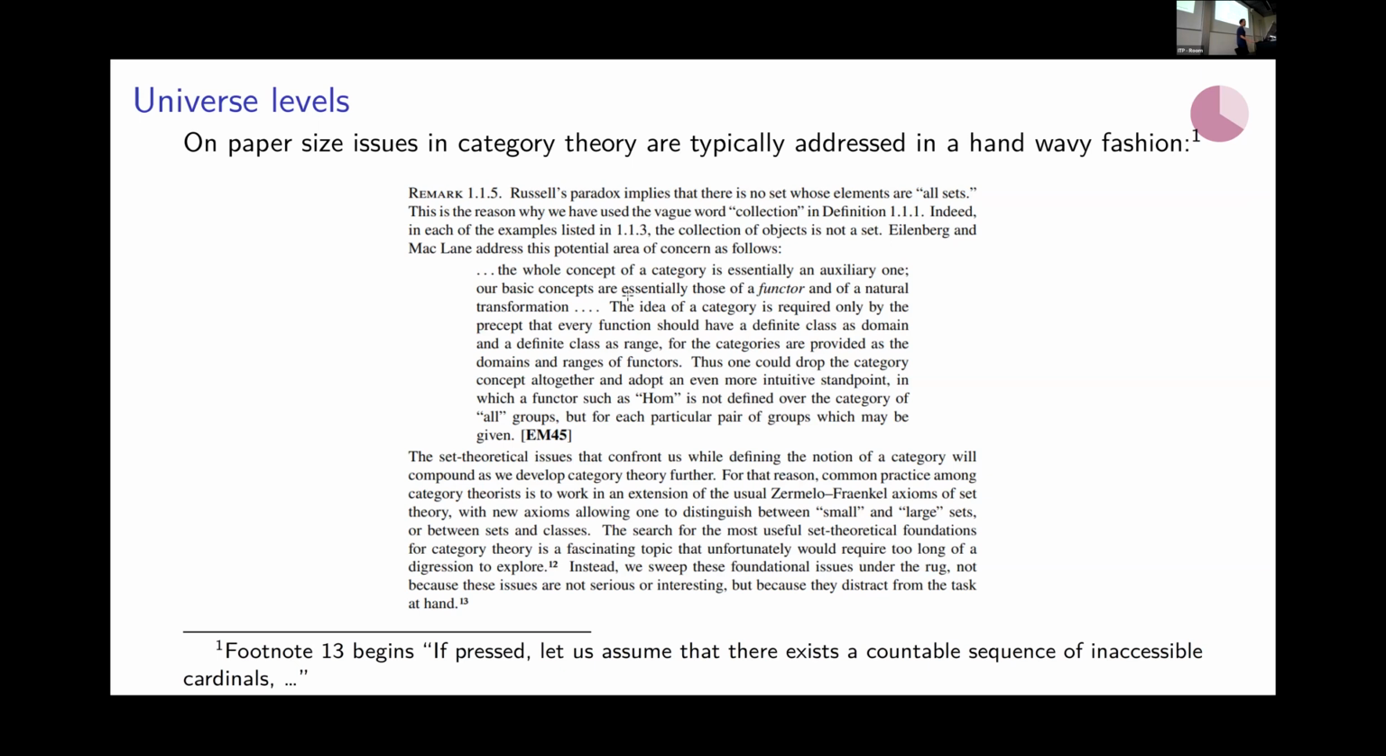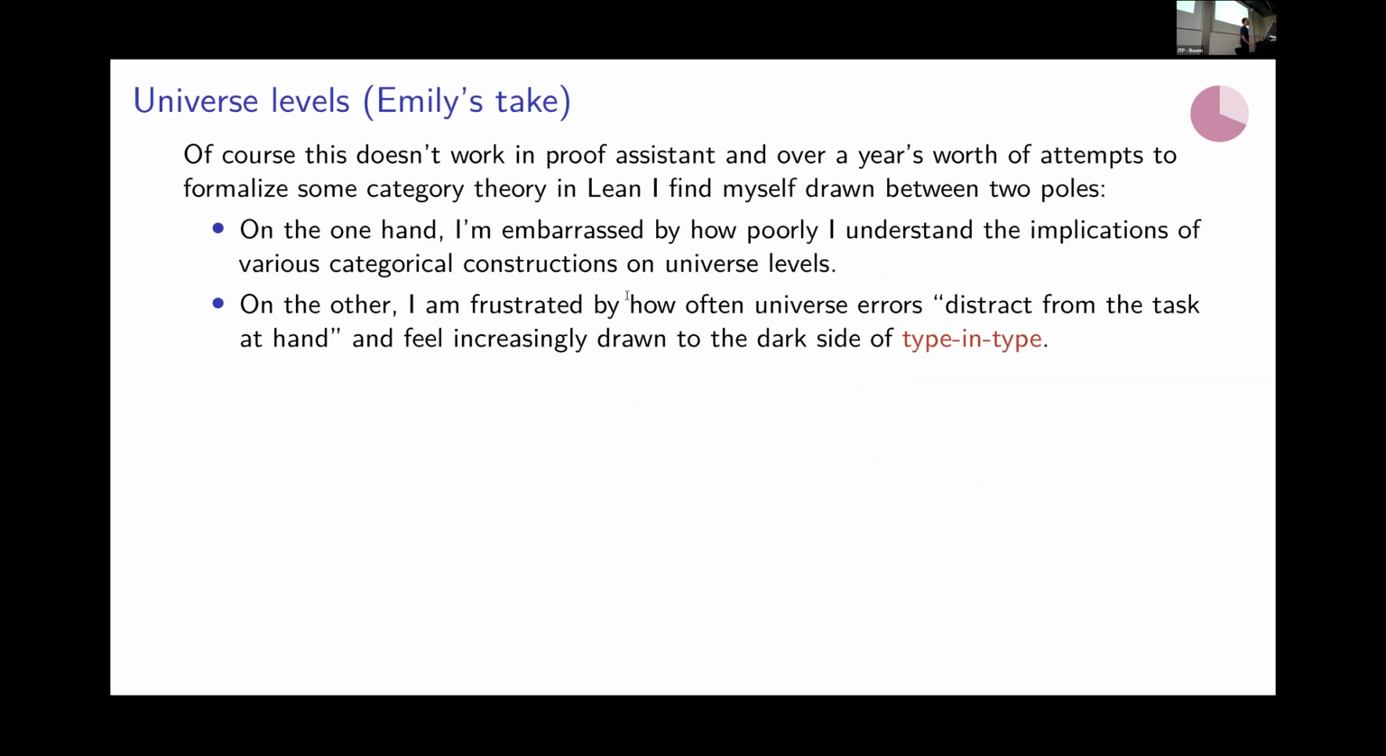I'm not going to read this, but this is basically saying that we're going to brush these universe details under the rug in a paper on category theory. Emily's response to this is that, well, it's a bit embarrassing how poorly I understand the implications of various categorical constructions. And I am drawn to the dark side of type in type when I have to deal with these things.